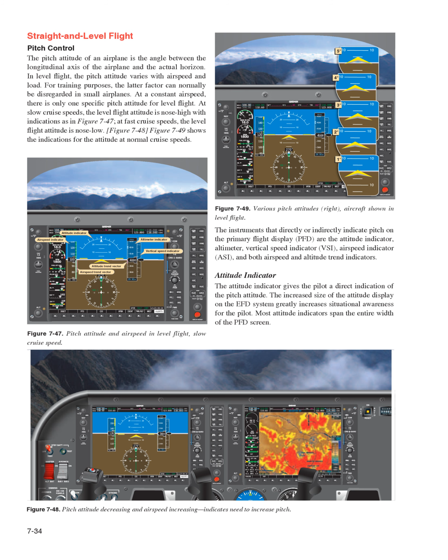At slow cruise speeds, the level flight attitude is nose high, with indications as in Figure 7-47. At fast cruise speeds, the level flight attitude is nose low, Figure 7-48. Figure 7-49 shows the indications for the attitude at normal cruise speeds.